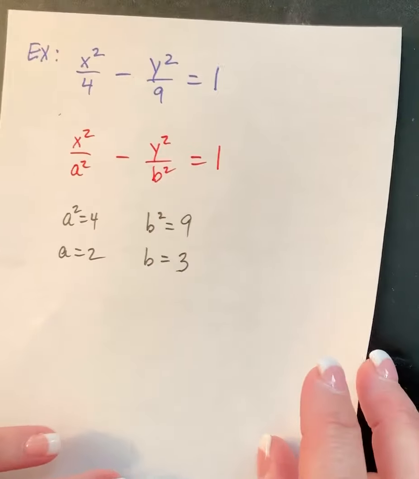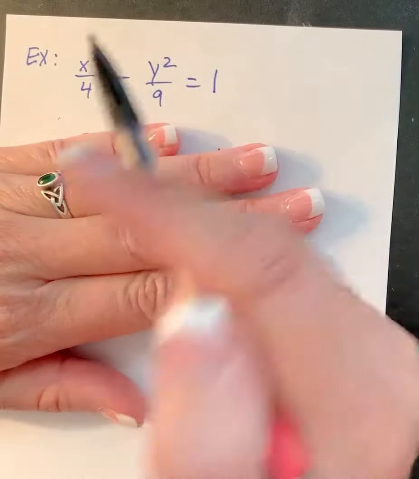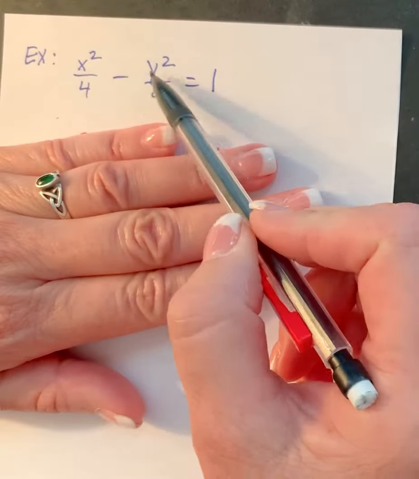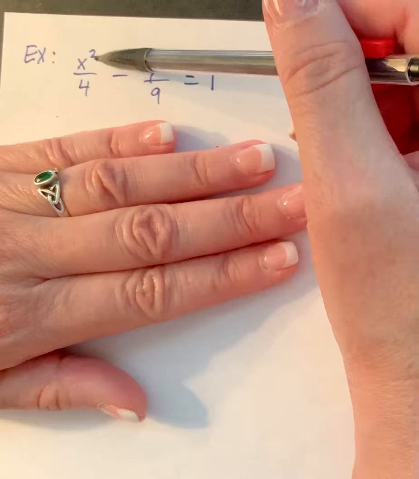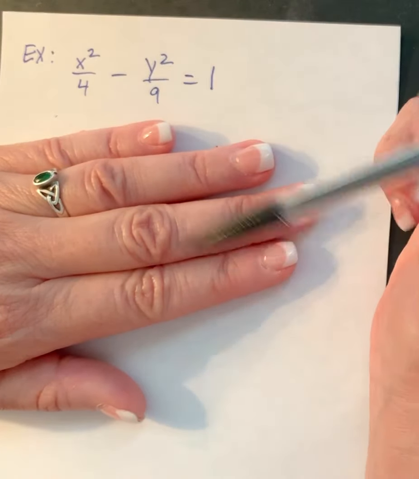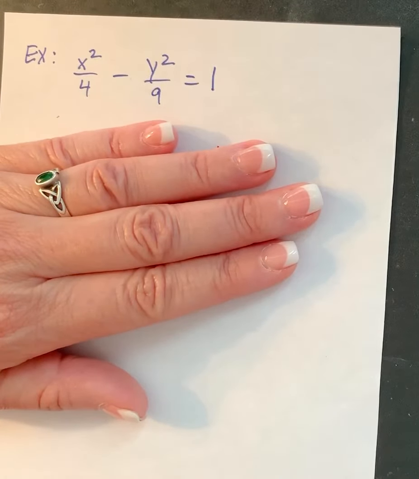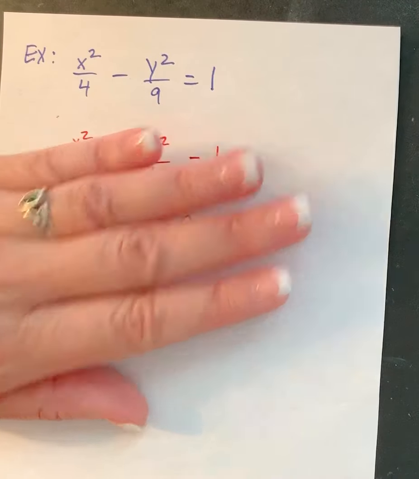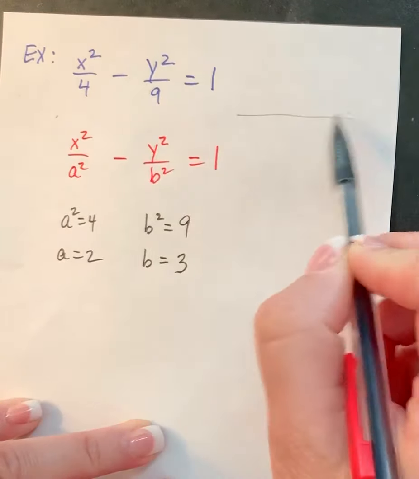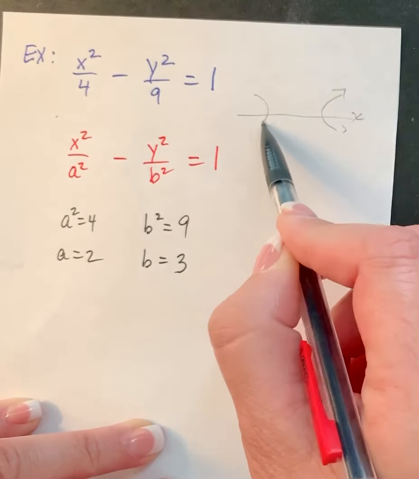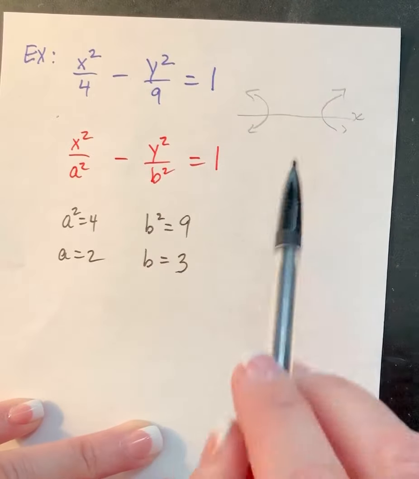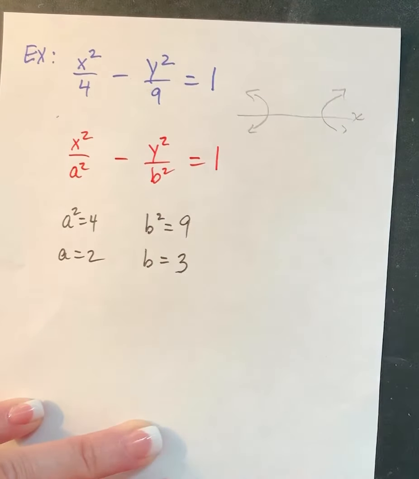Okay, so let's try one specific one. Let's say we got x squared over 4 minus y squared over 9 is equal to 1. See, this one's starting with the x squared. That's got the positive coefficient. So the x-axis is going to be the transverse axis. Just mentally in your head, if here's your x-axis, you can picture that it's going to have this kind of a look to it. The branches are going to open to the right and to the left.